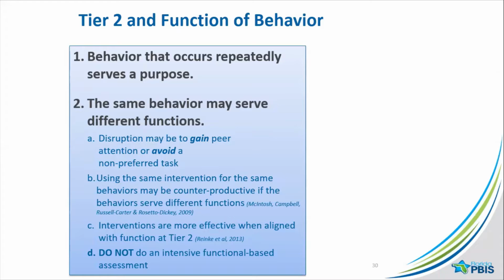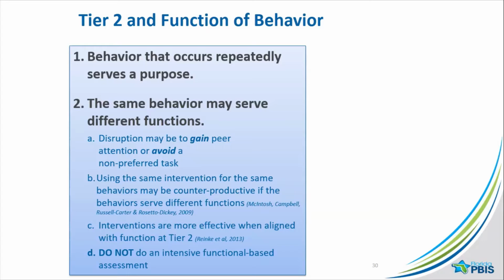Even though we know behavior occurs pretty repeatedly to serve a purpose, the same problem behavior can serve many different functions for students. So for example, we know when kids are having a disruptive behavior in class, it could be to gain peer attention, like having their peers laugh, or it could be to avoid a non-preferred task. I'm being disruptive because I don't want to do writing tasks. I don't feel like I'm good at writing. If we try to use the same intervention for multiple types of functions, we often won't have the same level of effectiveness than if we really assign them based on function or make adaptations to certain interventions based on the function of the problem behavior.